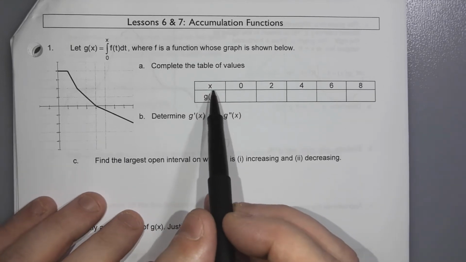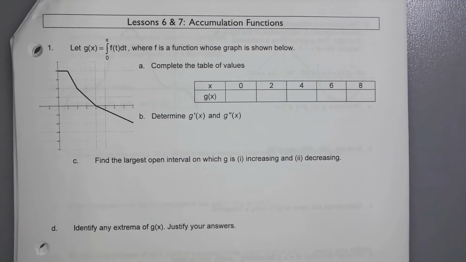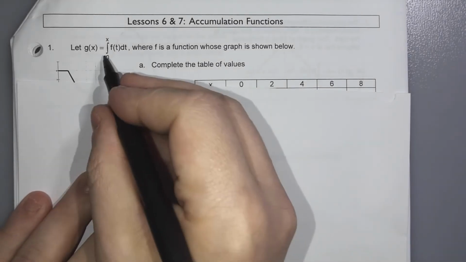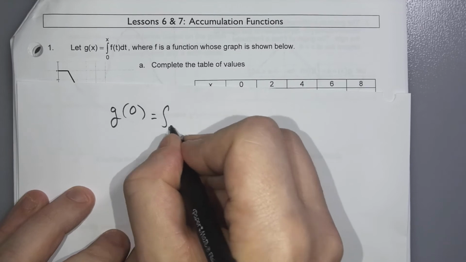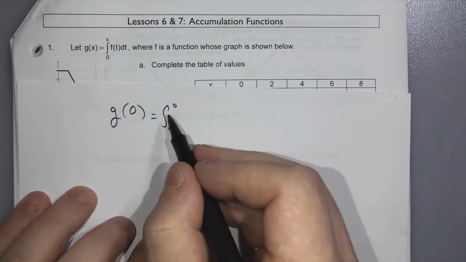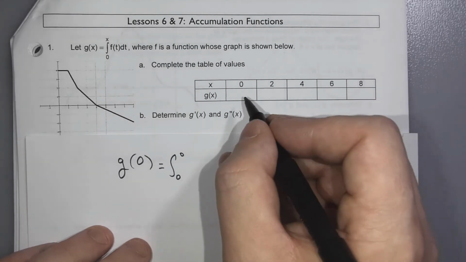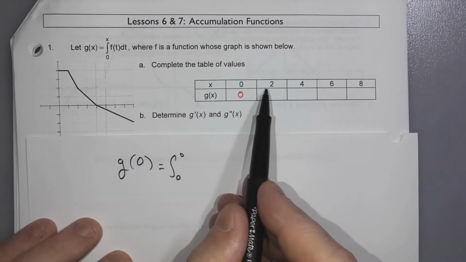So x, g of x. Well, if we were to calculate what happens at 0, g of 0 would be the integral from 0 to 0. And I'll stop there, because if we integrate from 0 to 0, we're going to get no area whatsoever. So the answer here is going to be 0. Okay, next, g of 2.